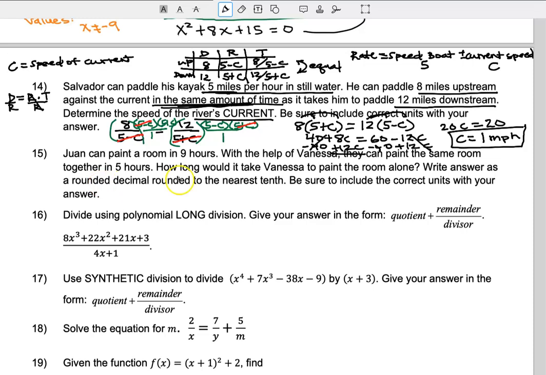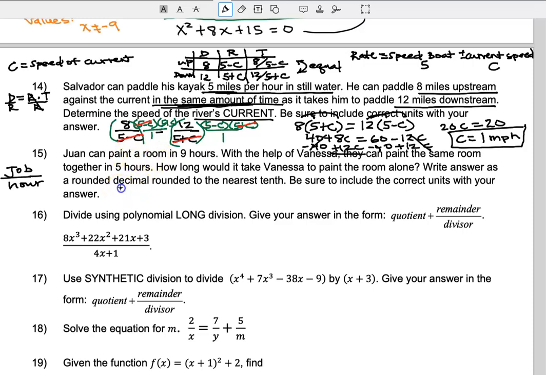All right, work problems. Juan can paint a room in 9 hours. With Vanessa, they can paint the same room together in 5 hours. How long would it take Vanessa to paint the room alone? So this is where we're going to talk about job done per hour.